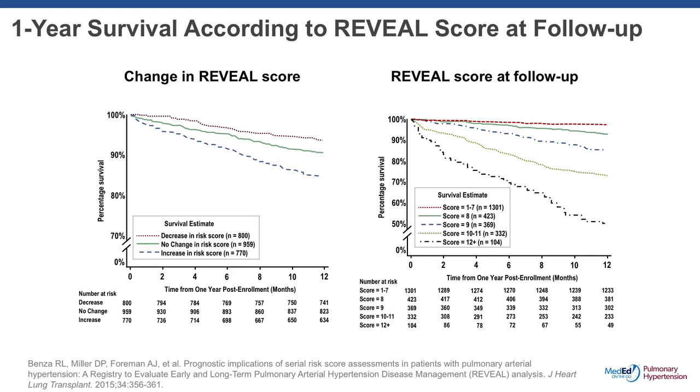As you can see on the left, the change in the REVEAL score, and on the right you can see the absolute score at follow-up predicting another year of survival. And if after a year you're still in the highest risk strata of a score greater than 12, your survival is particularly poor. About half of the patients die in that ensuing 12-month period.